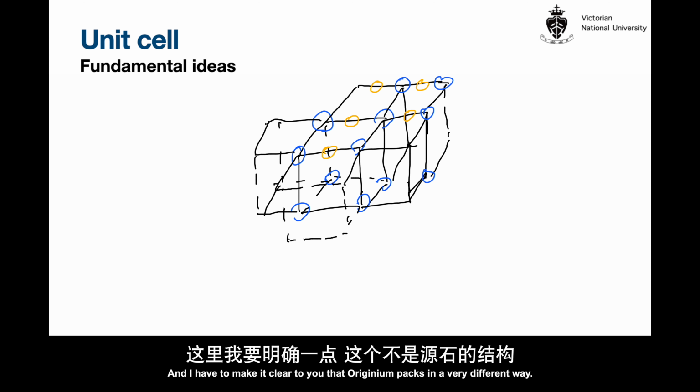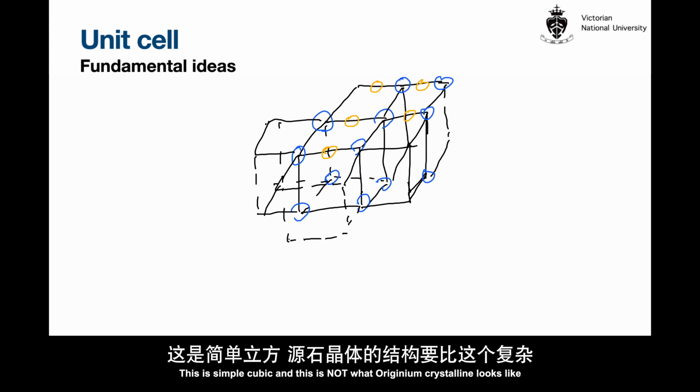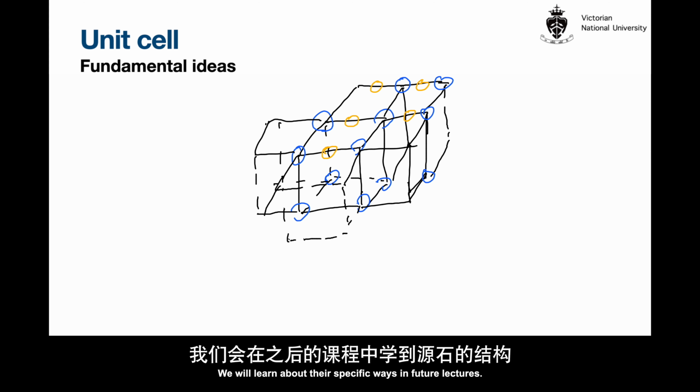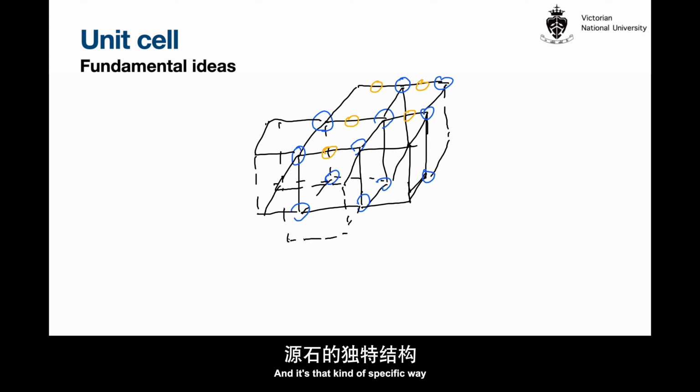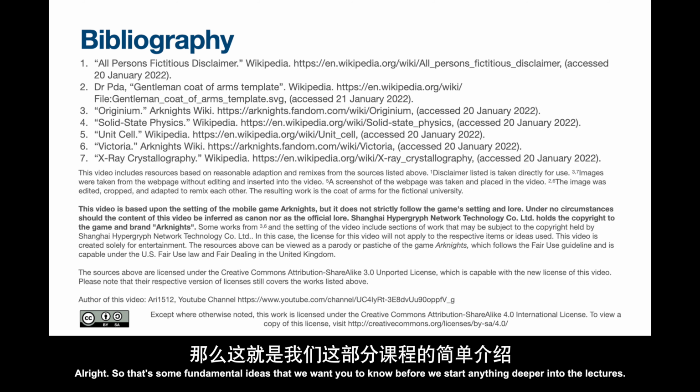I have to make it clear to you that Originium packs in a very different way compared to this. This is simple cubic, and this is not what the Originium crystalline looks like. We will learn about the specific ways in future lectures. And it's that specific way of packing that allows Originium to interact with organic substances and have those special properties. Alright, so those are some fundamental ideas that we want you to know before we go deeper into the lecture.